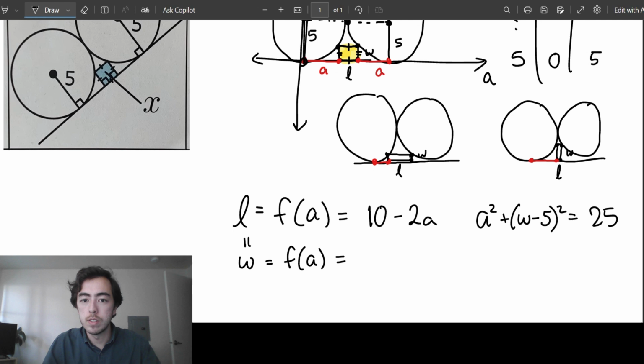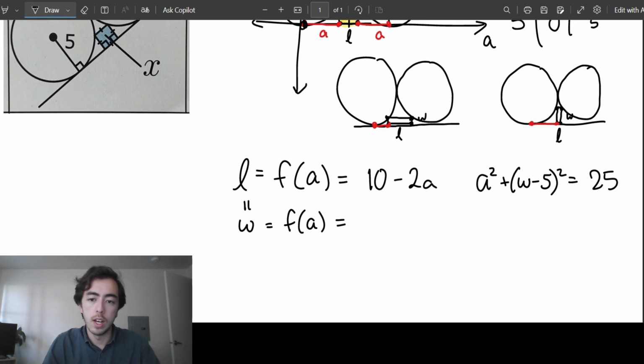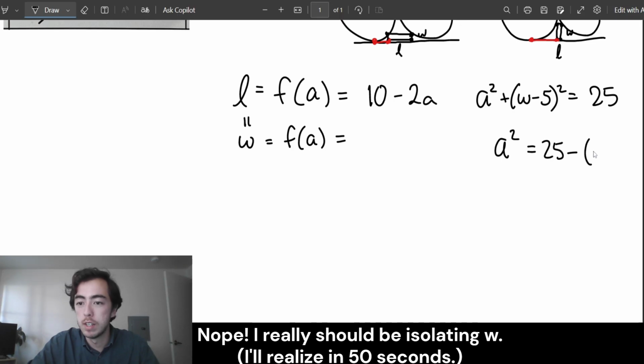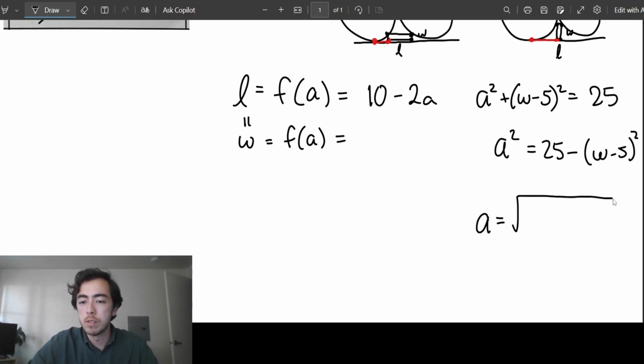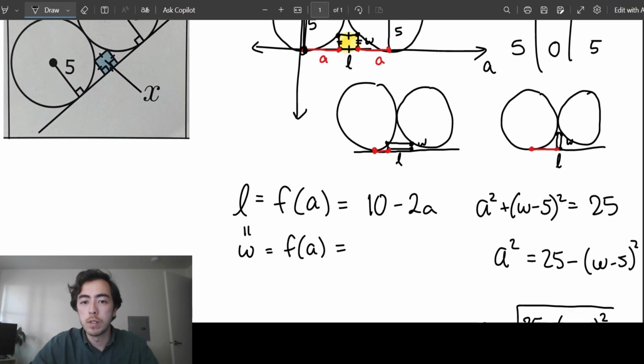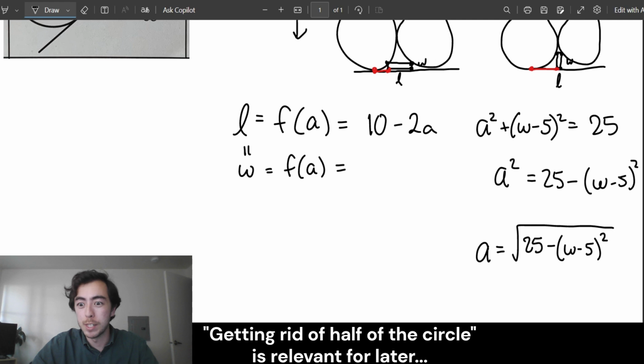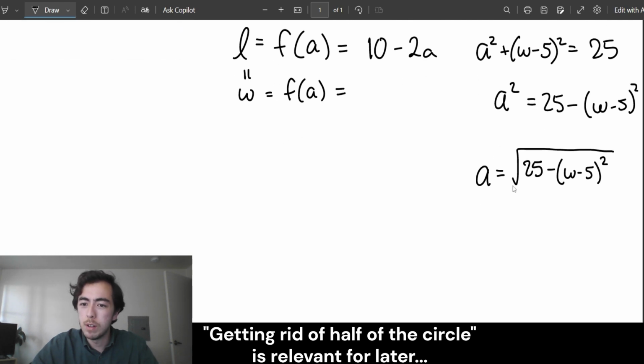And so I guess all I need to do is isolate A, then I'll get some kind of expression here, which should be equal to W. So I guess I could just subtract this whole term from both sides, so 25 minus W minus 5 squared. And I'm wondering if I should expand that out, or if I should just keep it by itself. I don't really know just yet. I'll keep it alone for now. So I'll square root both sides. We're going to get 25 minus W minus 5 squared. And I guess after square rooting stuff, I do know that I kind of get rid of half of the circle, and I actually don't know which side I just got rid of. That might actually pose an issue. So how do I figure that out?